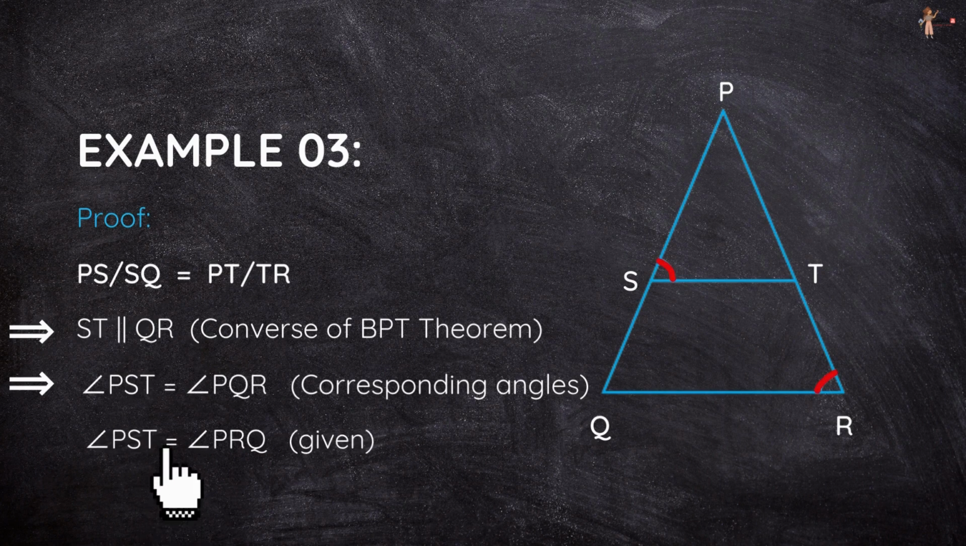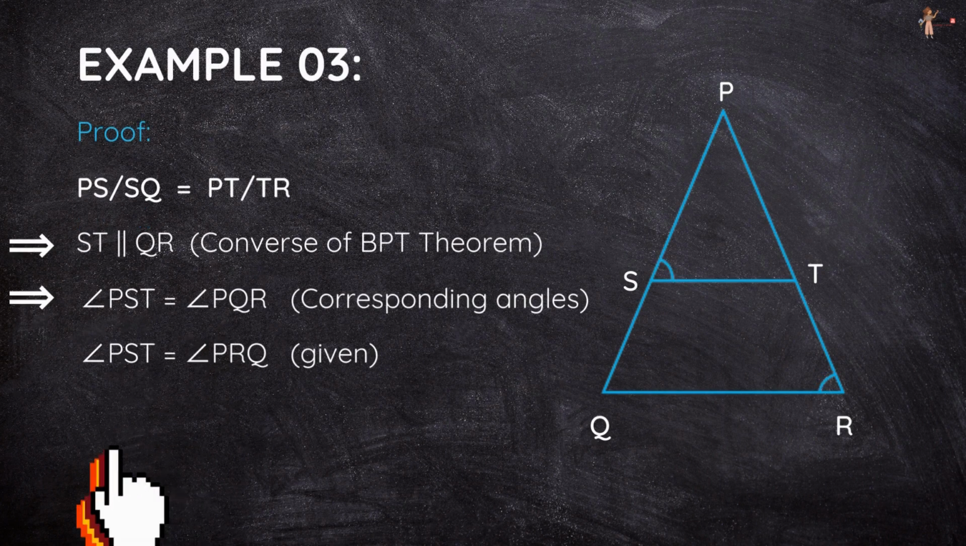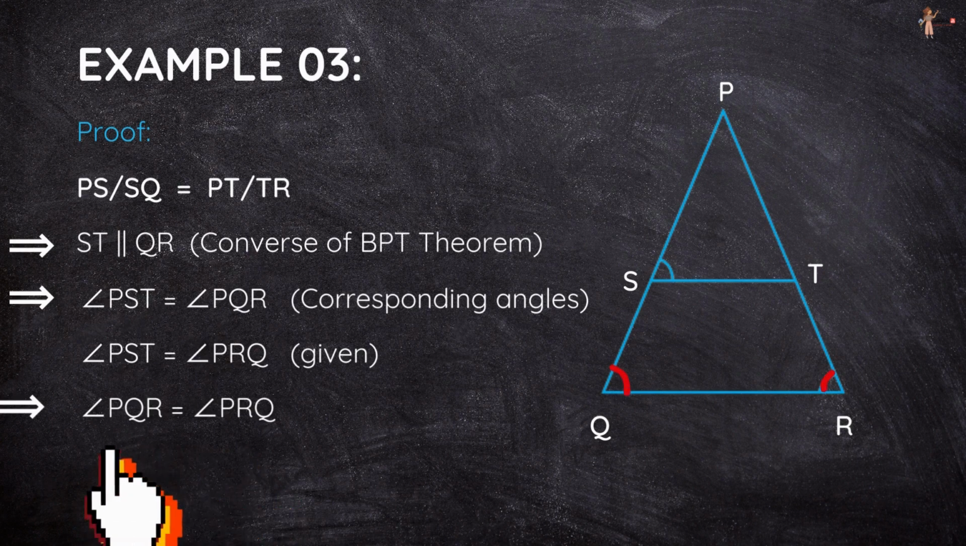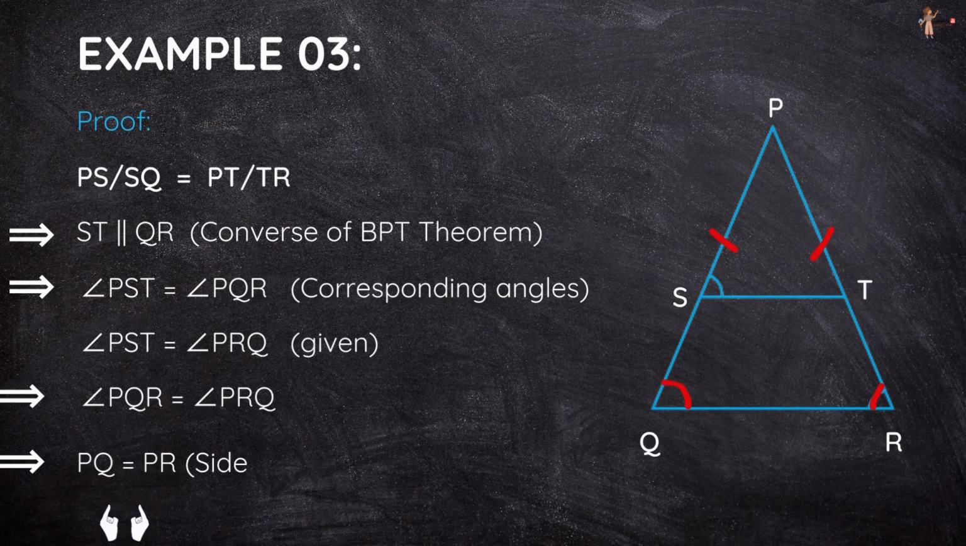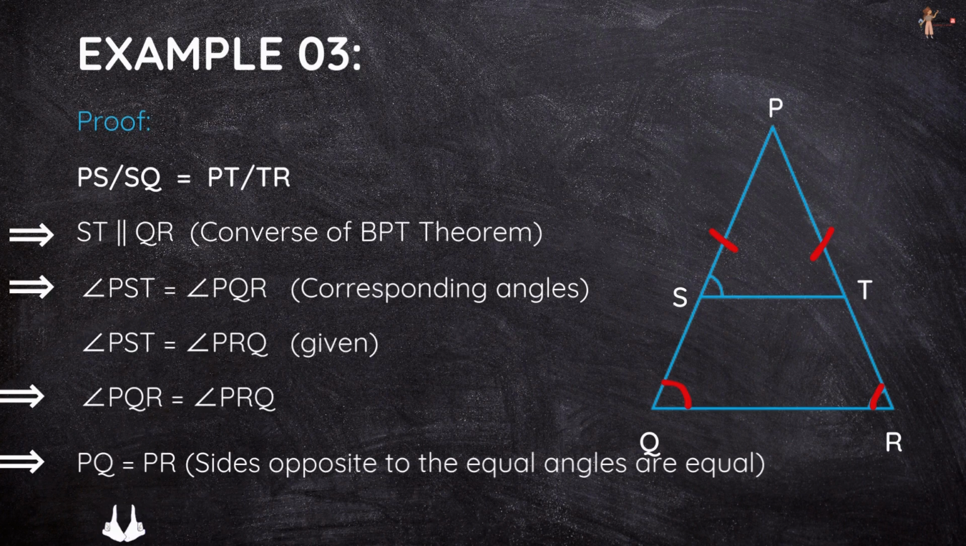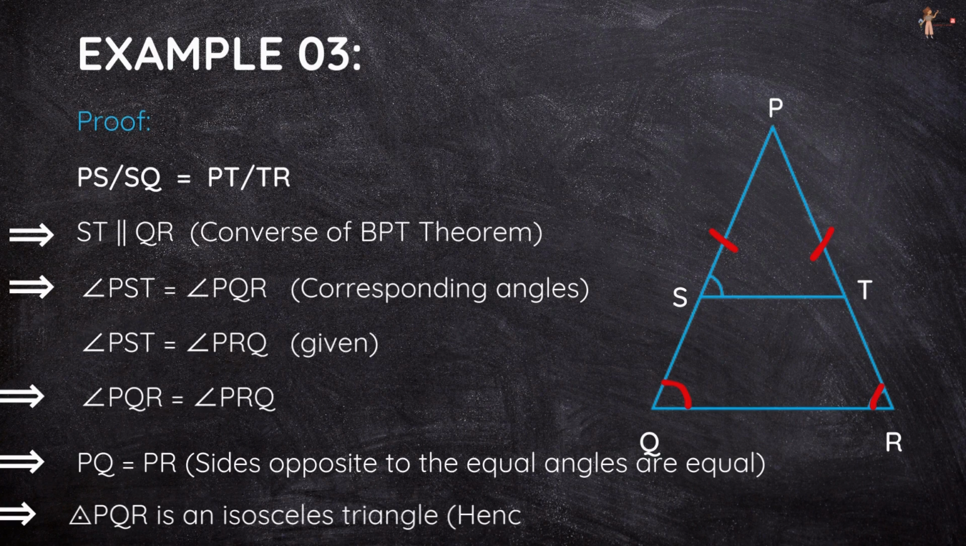Also, we are given that angle PST is equal to angle PRQ. This implies that angle PQR is equal to angle PRQ. Therefore, PQ is equal to PR because sides opposite to the equal angles are equal. Therefore, triangle PQR is an isosceles triangle.